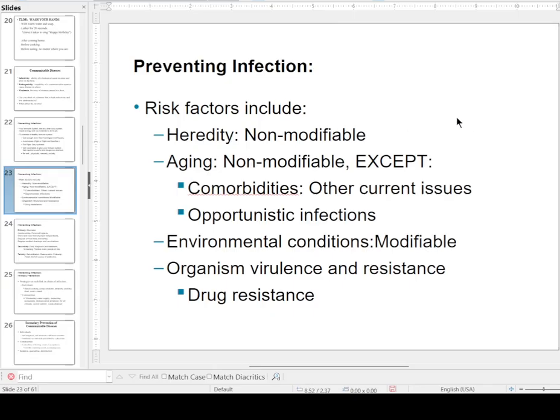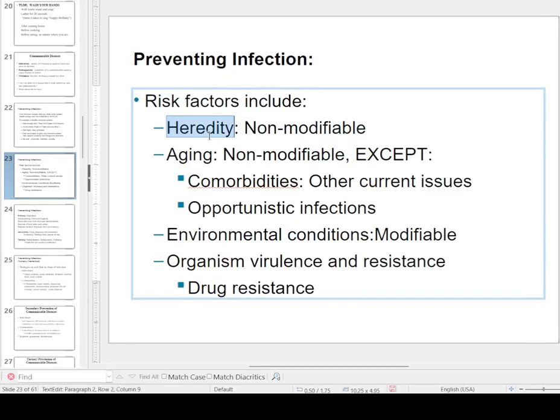So there are other risk factors to consider. Some of them are non-modifiable, like heredity, where you got your DNA from, as well as your epigenetics. You can't change that. You can legally change who your parents are, but you can't change who your biological parents were.